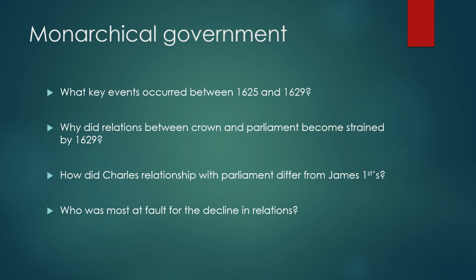So there are four key questions we have to consider as we look at the monarchical government and what's happening in the years 1625 to 1629. First off, what are the key events? What's happening during the reign of Charles here?